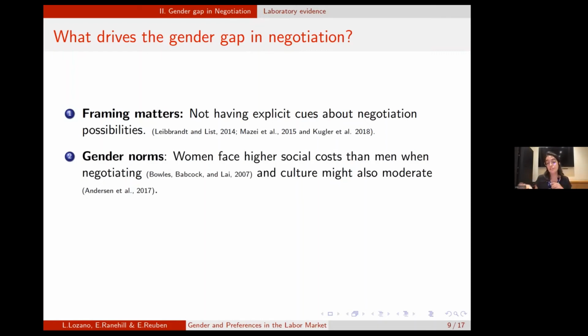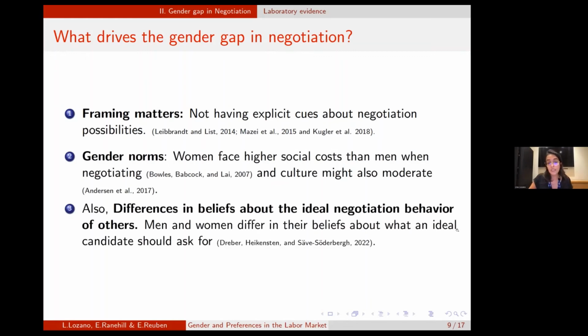And at the same time, culture might also moderate such an effect. So for instance, this nice study showed that in a matrilineal society, women are even more likely to negotiate than men. Lastly, we also have differences in beliefs. There is some recent evidence that men and women have very different beliefs about what the ideal negotiation behavior is, about what you should ideally ask for. And of course, this influences the negotiator's behavior in the first place.